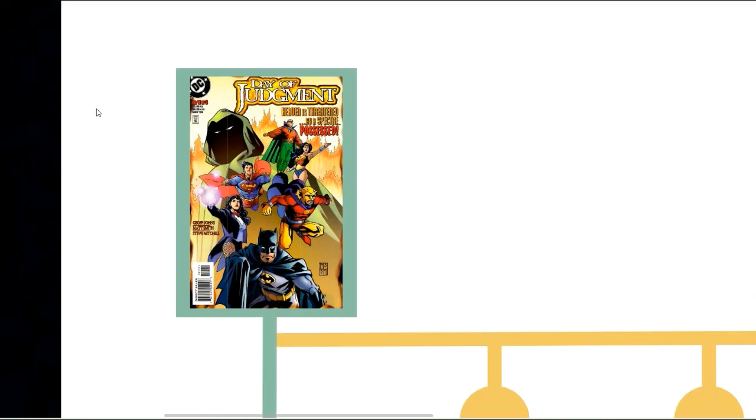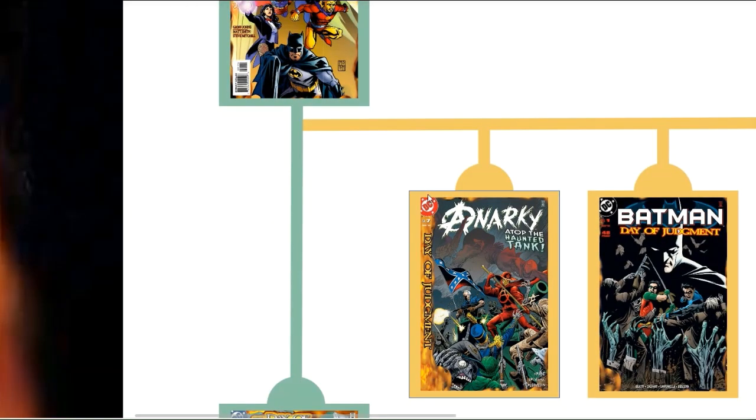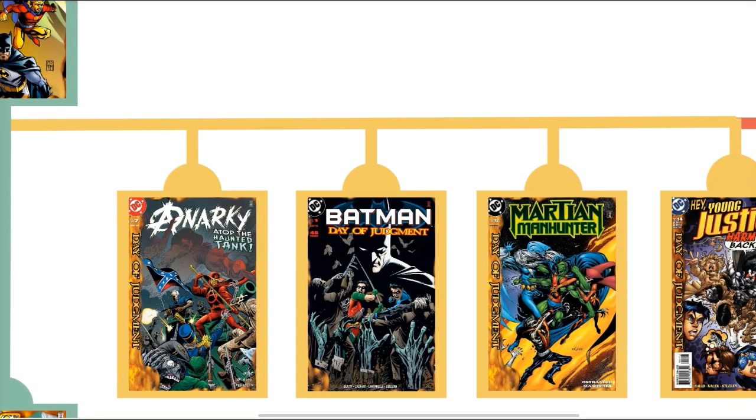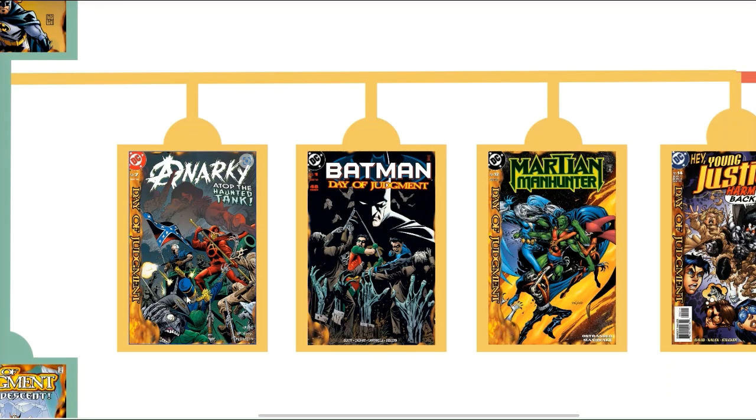Okay, let's start at the top. We have Day of Judgment, issue 1. That then moves us into the next phase, which is a bunch of parallel and kind of simultaneous issues. So let's go through them one at a time. We have Anarchy, issue 7. It's obviously branded, it's related.